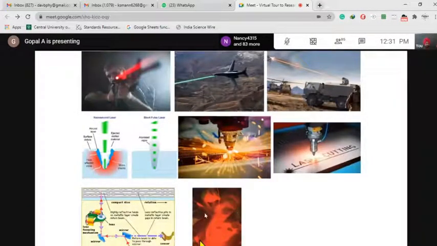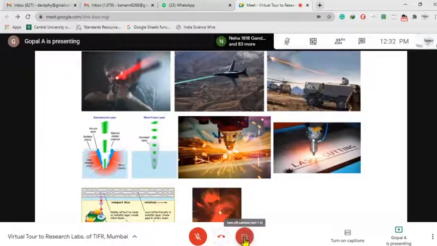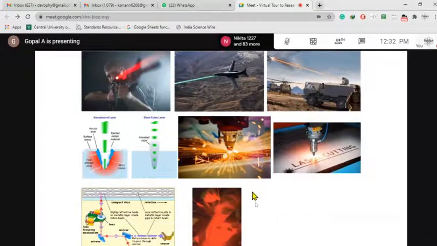So lasers are also very popular nowadays because of the laser invention. Now we have these fiber surgeries, so laser beams are sent through the fibers and used for doing micro surgeries inside the body.